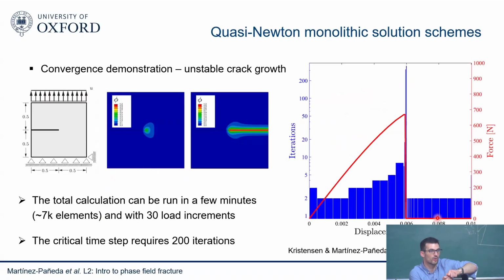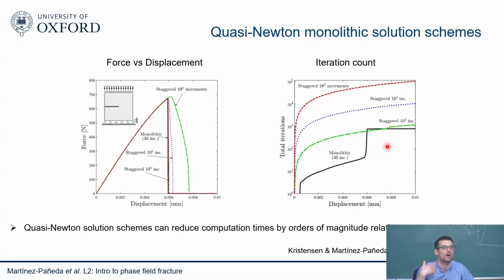Even though it's completely broken, we can still carry any load, we can still continue the calculation. So that tells you how robust the method is. But then eventually you see that if you increase the number of increments sufficiently, as with any other explicit method, you get the right result. And you see here the total number of iterations.